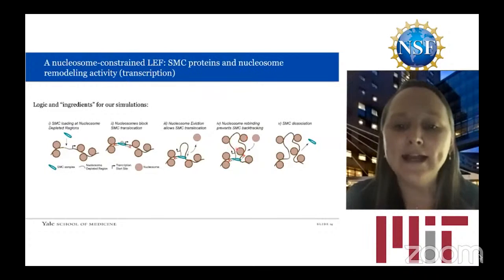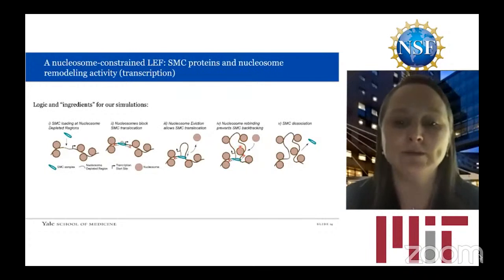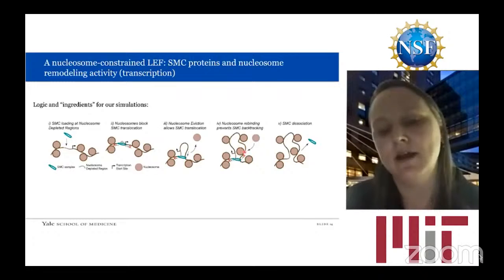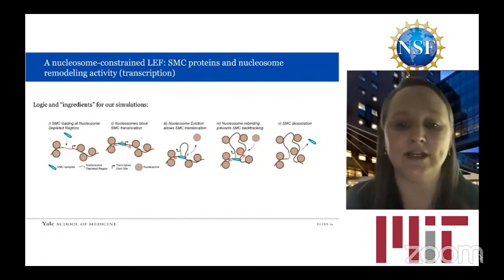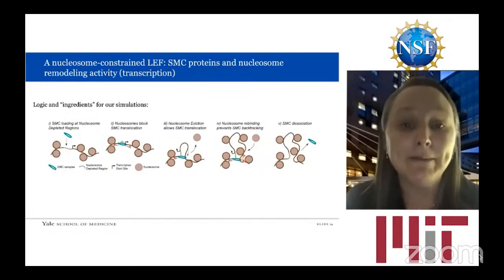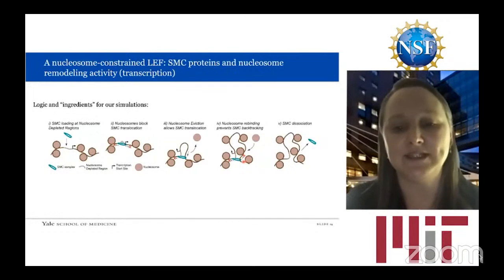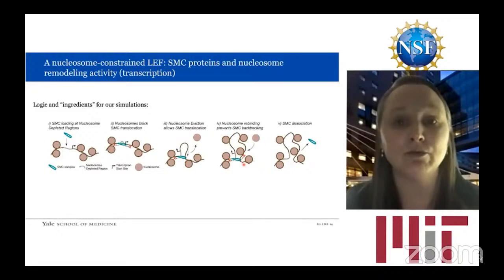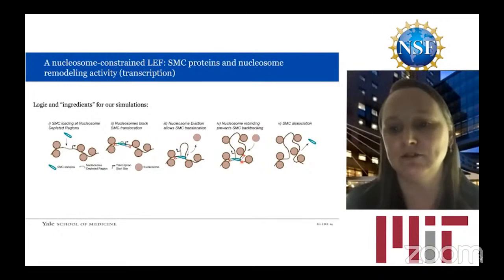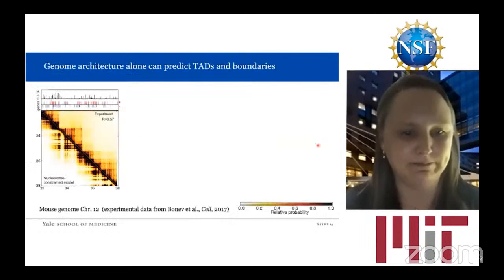And then rebinding or stabilization of nucleosomes in the wake of the transcription machinery would lead to the rebinding of nucleosomes, essentially trapping the SMC complex in a new position. And this would go on until reaching the end of the gene and termination of transcription. And then these SMCs, again, are dynamic and might dissociate.